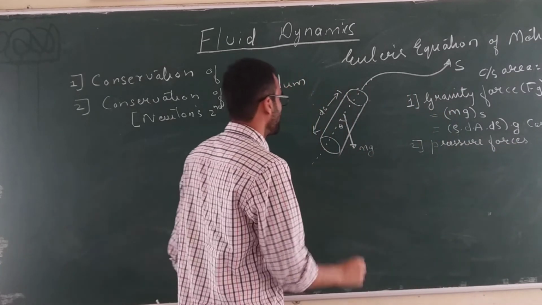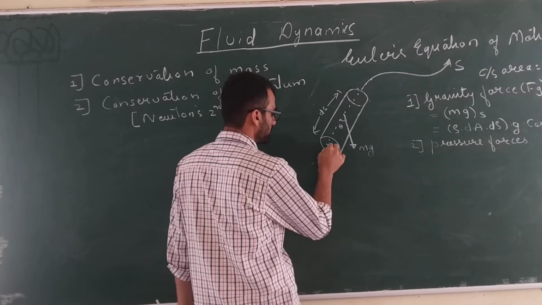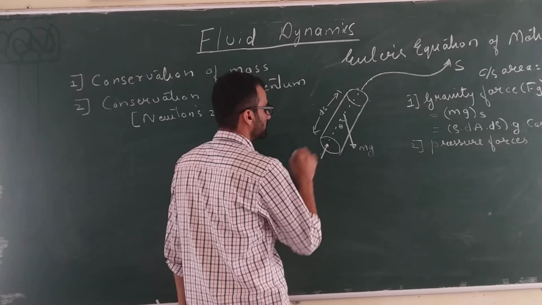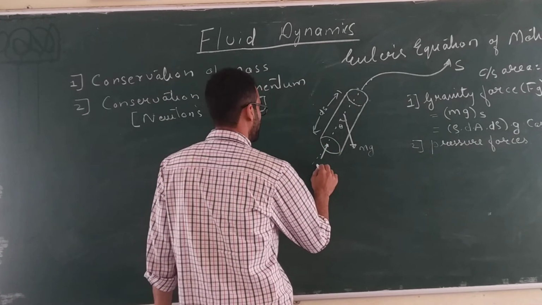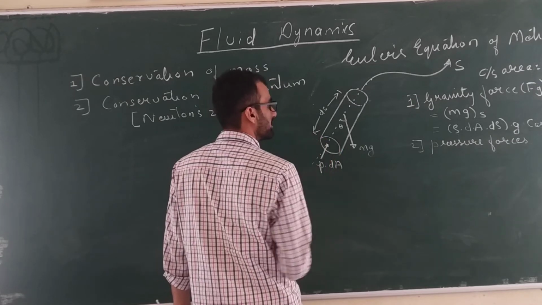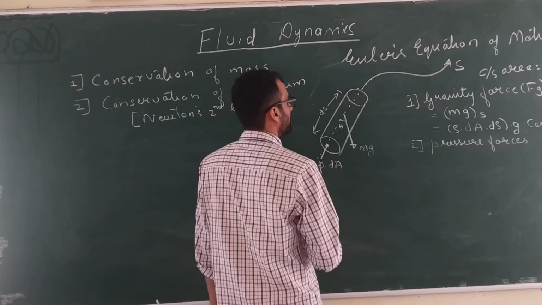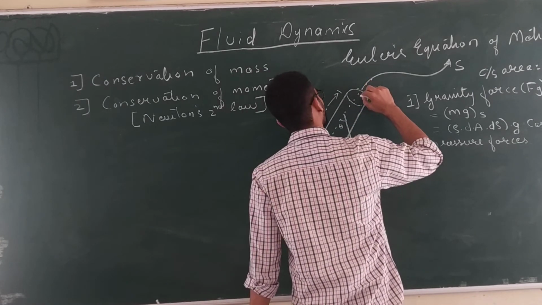So pressure forces will be acting on two planes because pressure is a surface force. So they will act on two surfaces. One is this surface, normal to the surface. So this is P into dA, because dA is the cross-sectional area. So the pressure force will be P into dA, and secondly pressure force will also act on this.